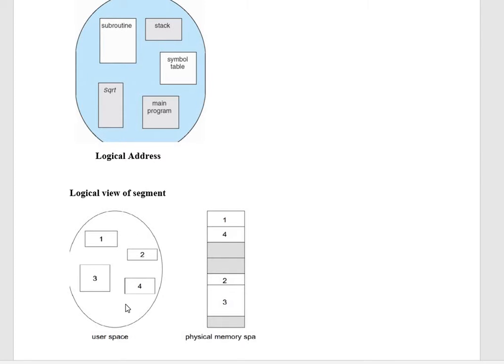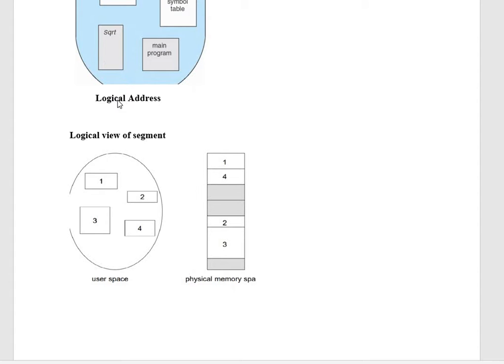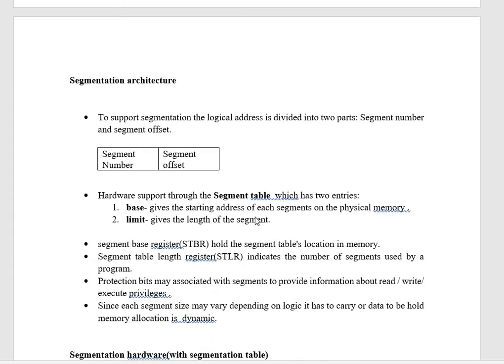The program which has been divided into so many segments has to be placed randomly, depending on the different sizes that are available on the physical memory. You could go and fit those segments on the physical memory. So that's the difference between paging and segmentation.